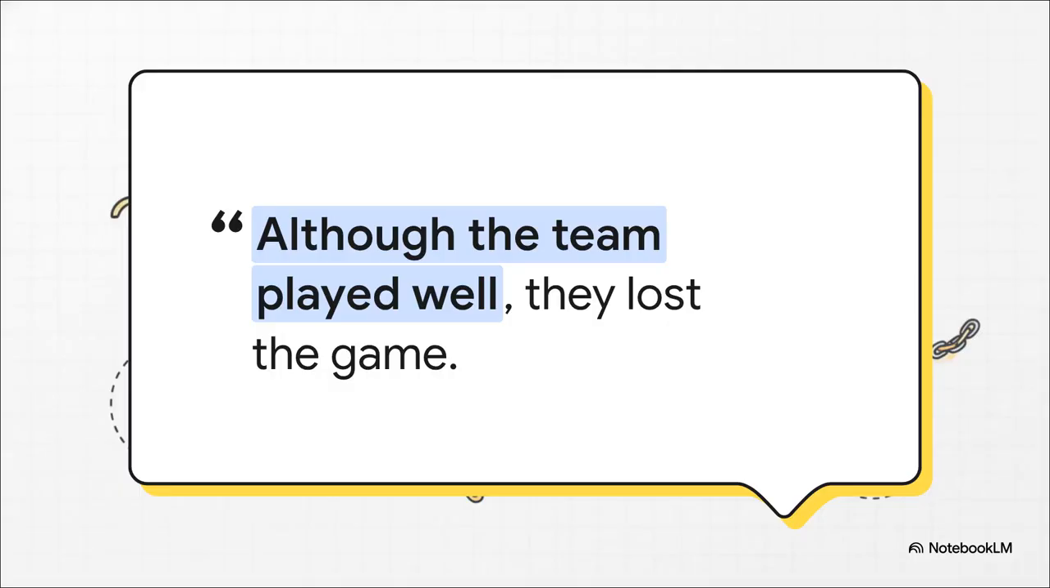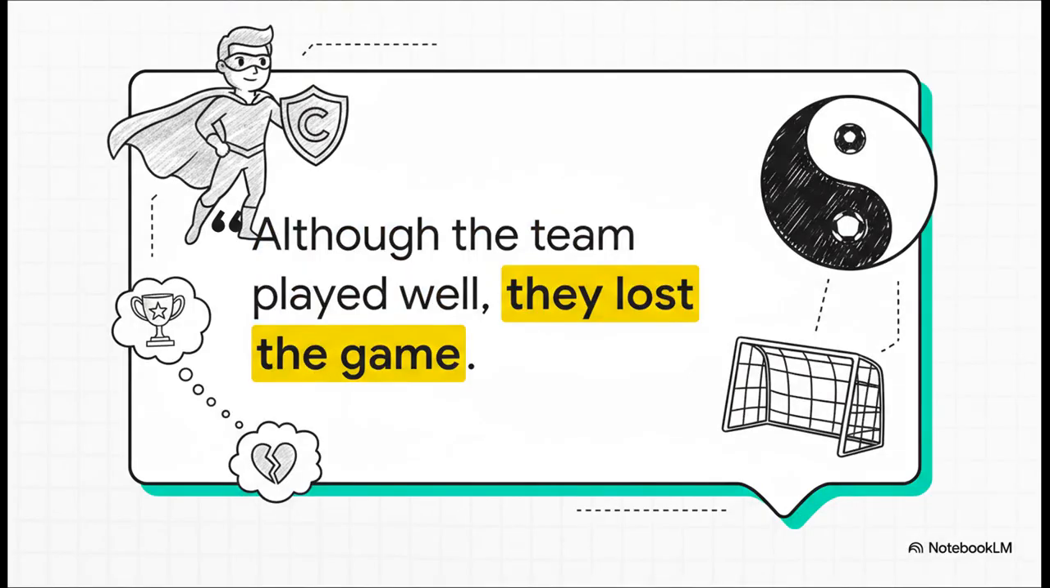Okay, let's break this down. The first part, although the team played well, notice how that can't stand on its own. It leaves you hanging, right? It's like, and then what happened? That's our sidekick, the dependent clause, and it's introduced by that magic connector, although. And here comes our superhero. They lost the game. That is a complete thought. It could be a sentence all by itself. But when you join them, you get a complex sentence that shows a really interesting relationship of contrast. It's so much more impactful than just saying, the team played well, they lost.